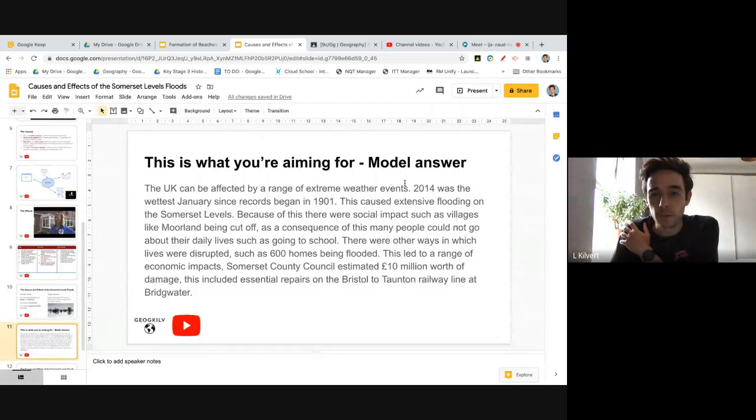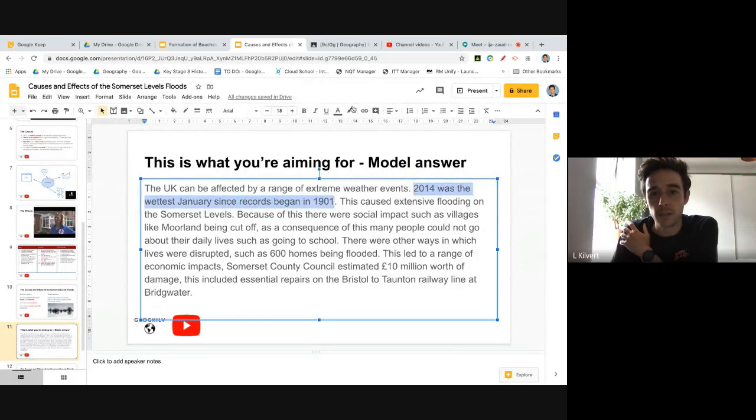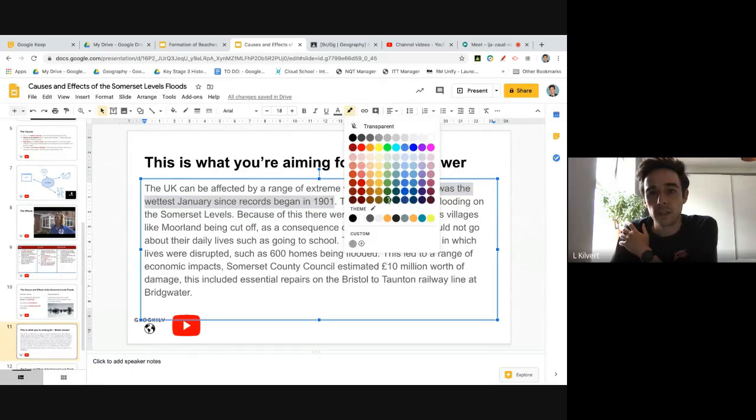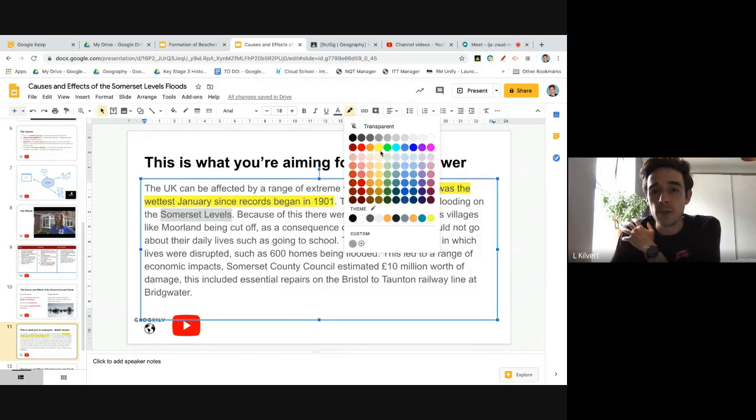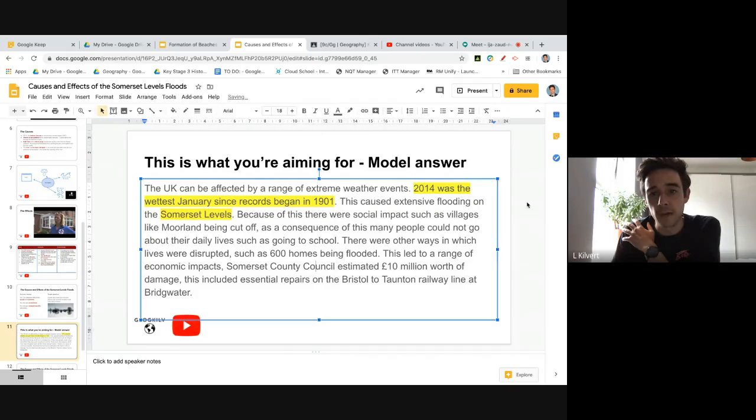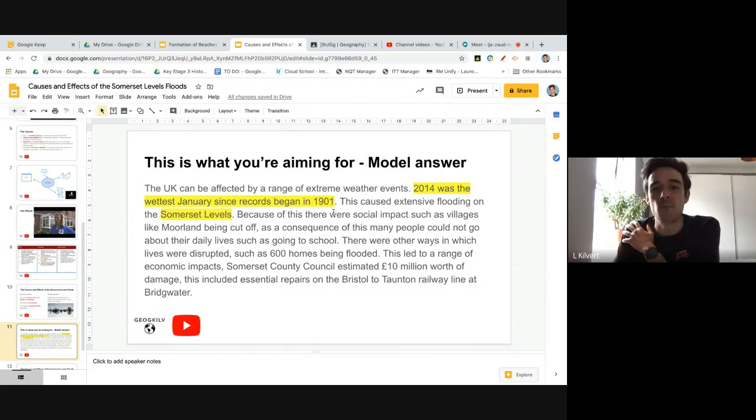So the first thing that I'm going to do is highlight this sentence here, because what I've done is set out my case study example. I've said in 2014, the wettest January on record occurred and caused extensive flooding to the Somerset Levels. And it's really important that you give examples as much as you possibly can. I've highlighted exactly where I've given those examples.